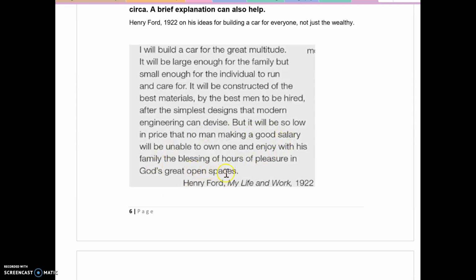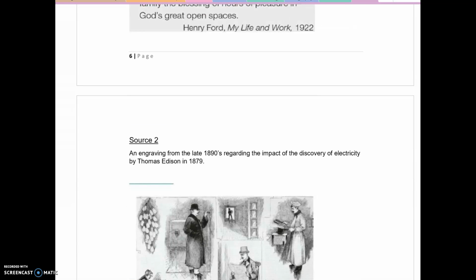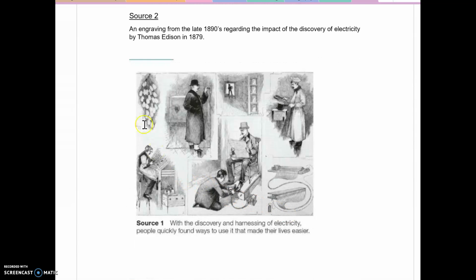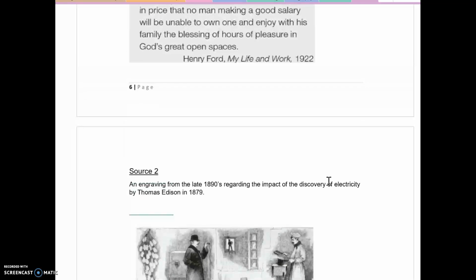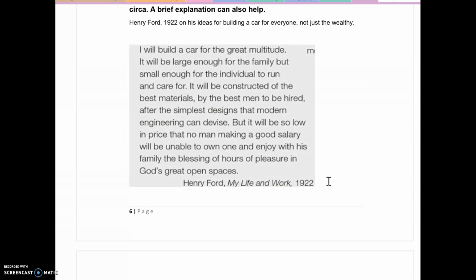For the blessing of hours of pleasure in God's great open spaces. So that's his justification, and that's the purpose of his text. The purpose of this text is to show how it made these people's lives easier. So that's your point of similarity. The purpose of both of them is to explain and demonstrate how life is easier with this new technology.